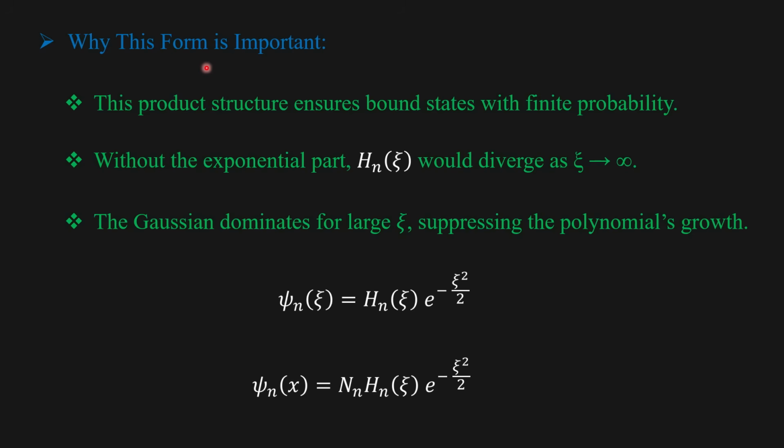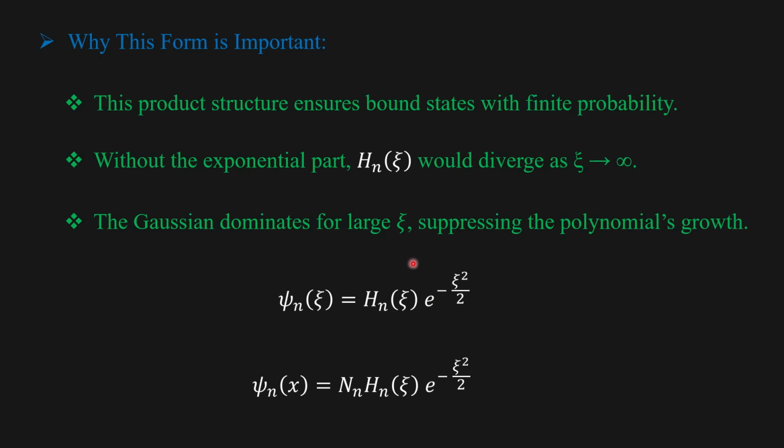And why is this form important? The Hermite form is multiplied by the Gaussian exponential term. This product structure ensures the bound state with finite probability. That is a very important point. Without this exponential part, H n of z would diverge as z tends to infinity, because this is a power series, so it will keep on increasing. But there is a Gaussian term which restricts it so that it will not diverge.